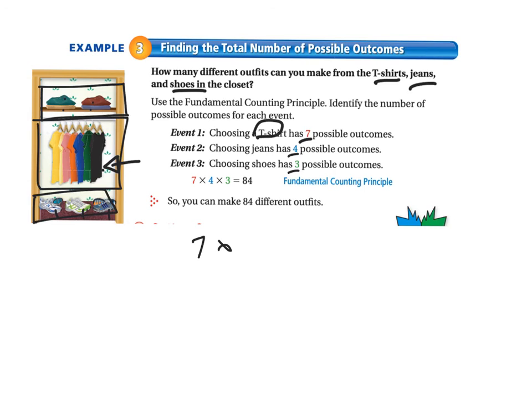So now all I need to do is multiply them together. The 7 times the 4 times the 3. And altogether I get 84 possible combinations or outcomes. Yay. And it was so much quicker than drawing it all out or diagramming it all out.